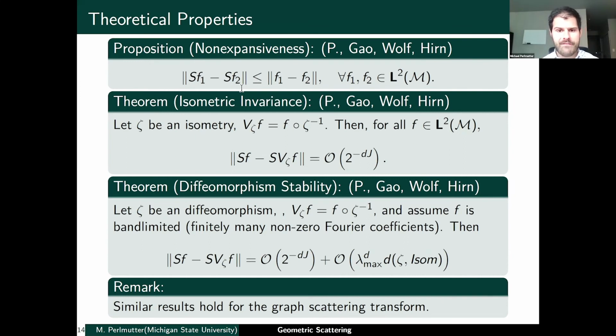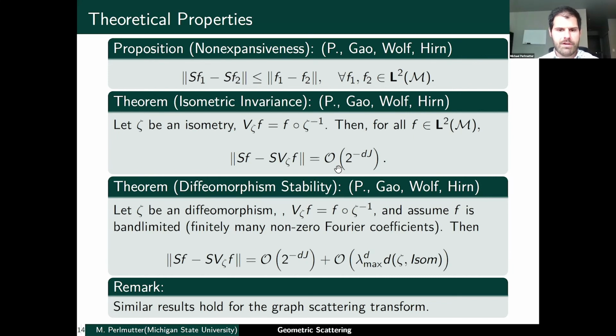We also care a lot about invariance. So say we have zeta as an isometry on the manifold, and we precompose f with an isometry, and then we take the scattering representation of this isometric perturbation of f, and we compare that to the scattering representation of the original signal. These will differ at most by a factor which depends on the scale of the low-pass filter. So for full manifold classification tests, we take j to go to infinity, and in the limit the scattering transform is going to be isometry invariant.